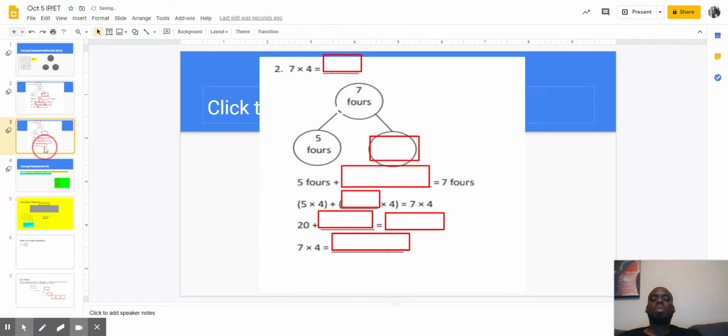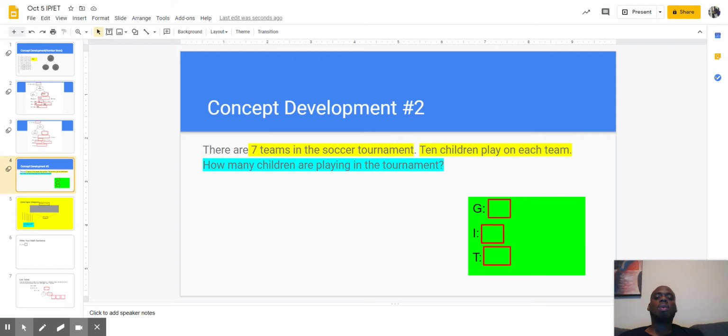And you're going to keep going with your practice. You're going to have extra practice. With this problem, it's the same thing, 7 fours. And we break it up into 5 fours, and 5 plus what equals 7, or 7 minus 5 equals what? Once you subtract 7 minus 5, you put it right here, and don't forget your fours, and you keep going and breaking it down. As you continue, we also have our word problems, which we will have our GIT.